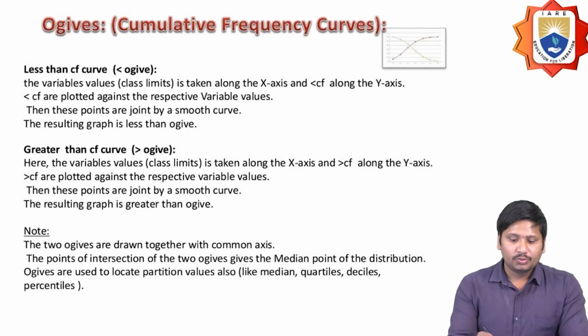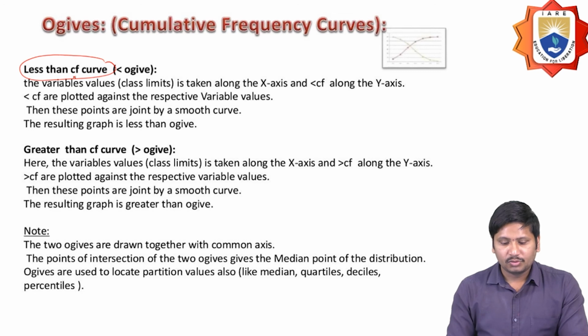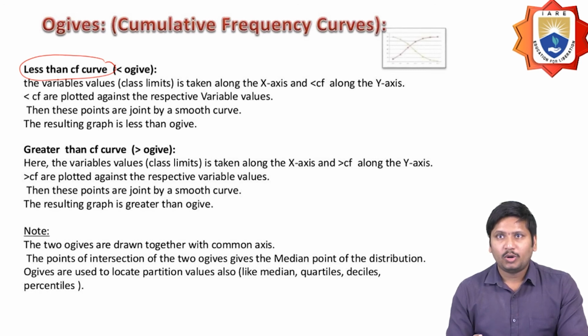So what is an ogive? An ogive is nothing but the less than cumulative frequency. The variable values are taken on the x-axis and the CF is taken on the y-axis. The less than CF is plotted against the representative variable values, and these points are joined by a smooth curve.